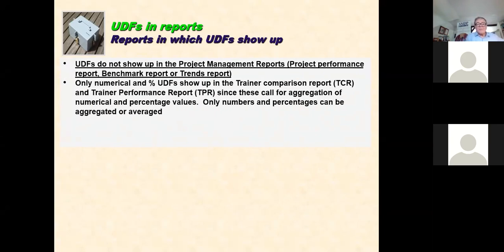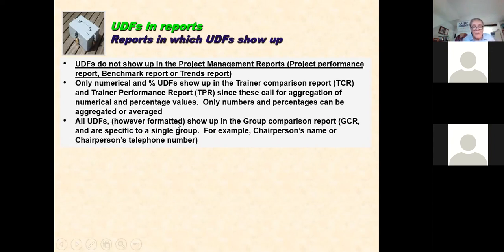Only numerical and percentage UDFs show up in the trainer comparison report and trainer performance reports, since these call for aggregation of numerical and percentage values. So for example, if in a trainer comparison report you want to know number of widows, that is obviously an aggregation of several groups, okay? So numerical values will show up. But if you had something like, let's say, name of village, that wouldn't show up, okay? So you have to understand that other than group level reports, it's only percentages and numbers that show up at any higher level, okay? Right.